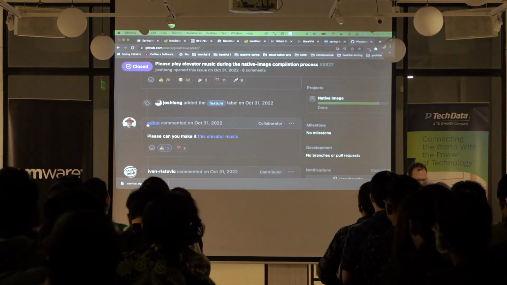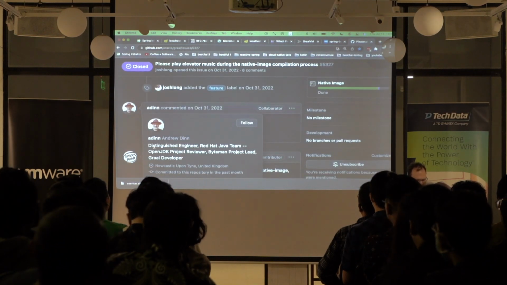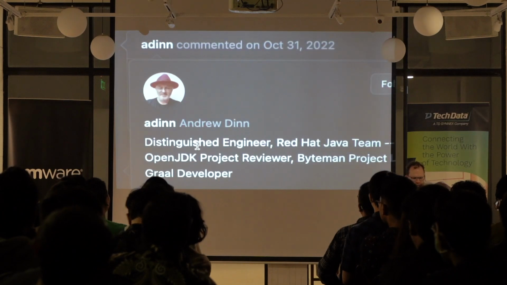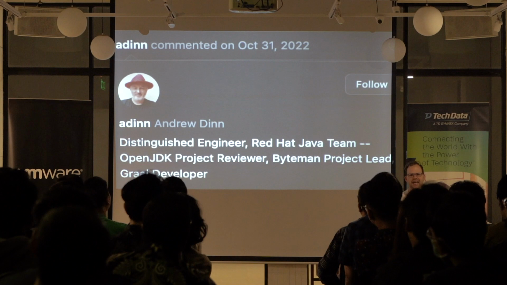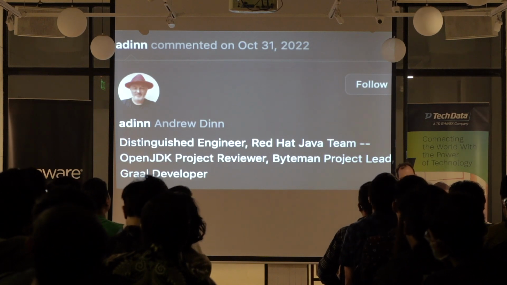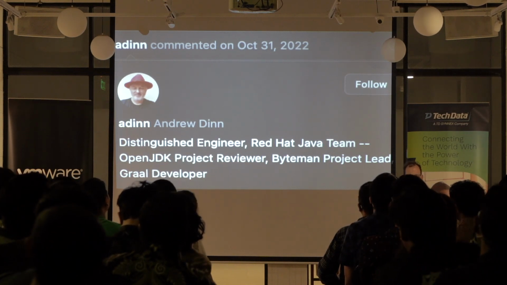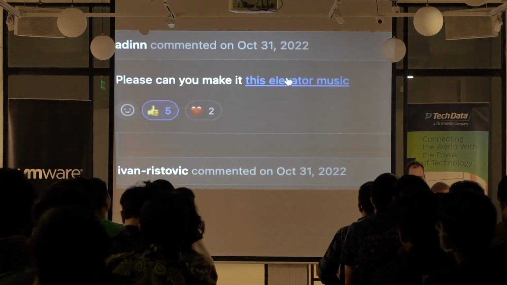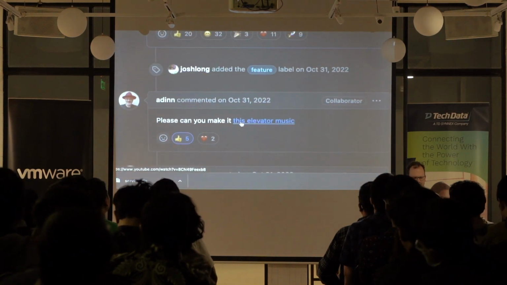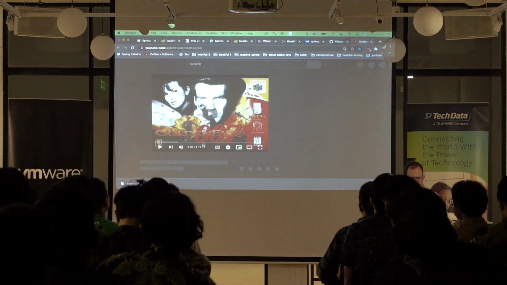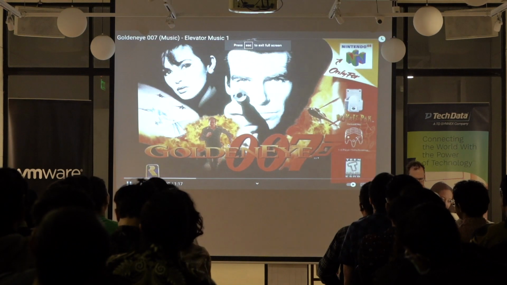from our friends over at Red Hat by a gentleman named Andrew Dinn. He's a distinguished engineer on the Red Hat Java team, an OpenJDK project reviewer, a Byteman project lead, and a Graal developer. So clearly, this issue was a good use of his time. Now, he said, please can we make it this elevator music? And I think this is a great fit.